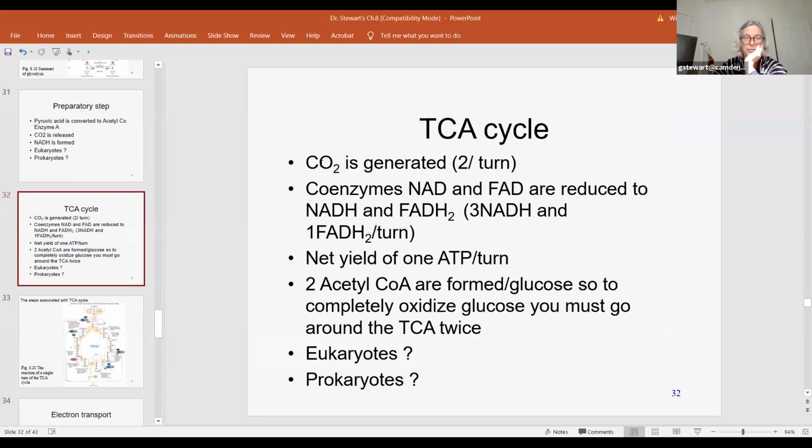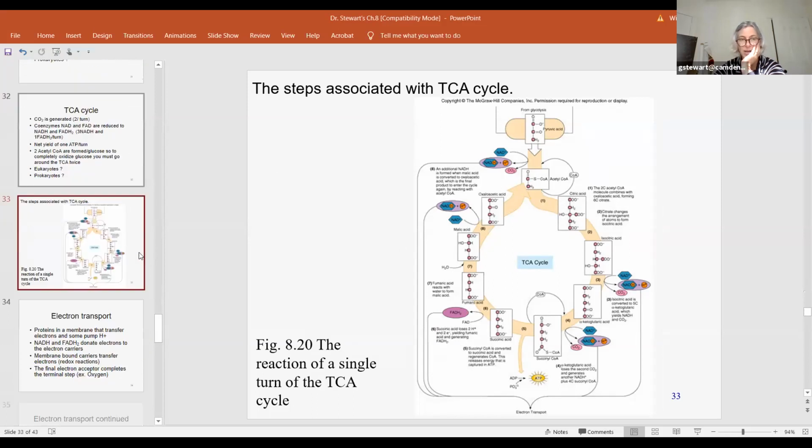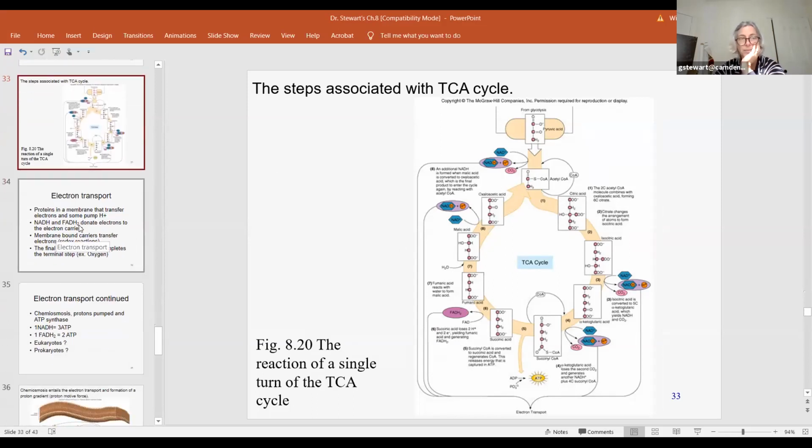All right, so there's a brief summary of the TCA cycle. Here it is with all of its little bits, and that's the same picture that's in your book now, maybe with some different color changes. Again, you don't need to know the names of all of the intermediates, and please don't ask me if you need to know the names of all the enzymes. They're not even on this picture, okay? You need to know the things that we went over.